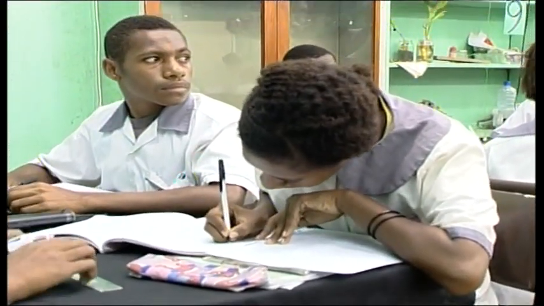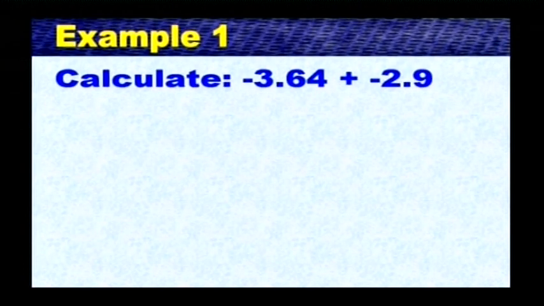Now, receiving students, I have few examples to show you before we can do our learning activity. Let us look at our first example. Now, our first example on the screen. Calculate negative 3.64 plus negative 2.9. That is the first example.